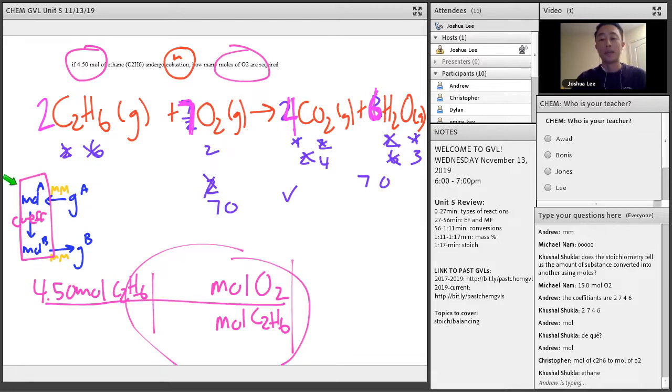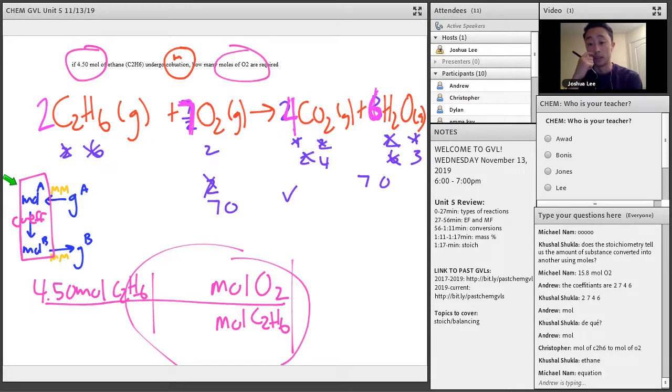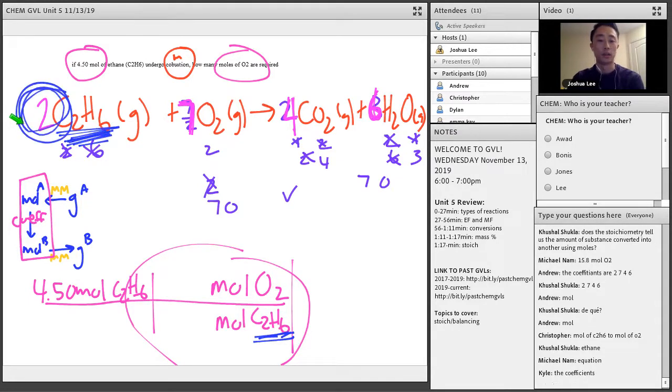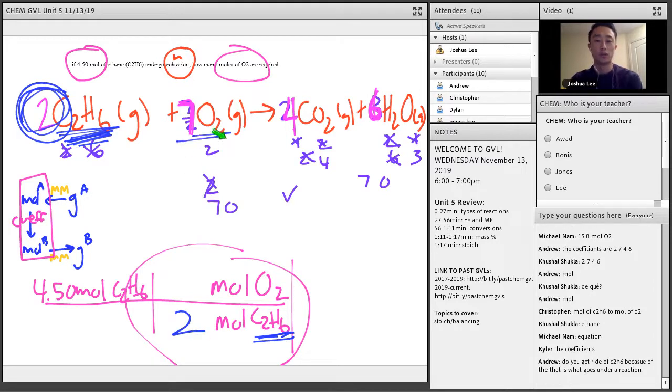So where do I get my numbers? I can't just show favoritism and give one mole the number 1 automatically. So where do I get my numbers? From the coefficients, from the equation. So my C2H6 is right here. The coefficient of this is 2. So I'm going to put 2 down here. Coefficient for O2 is 7. So it's going to be 7 up here.